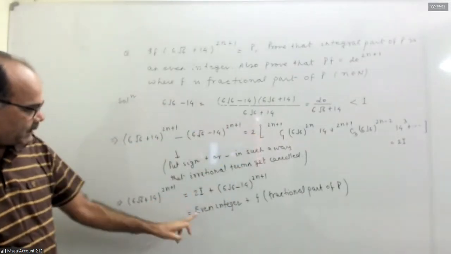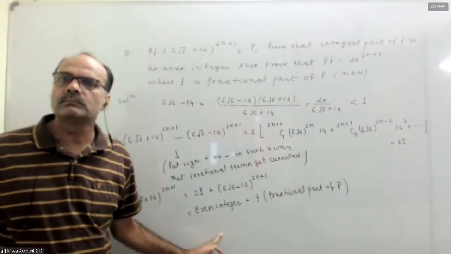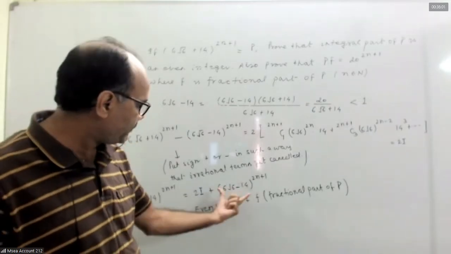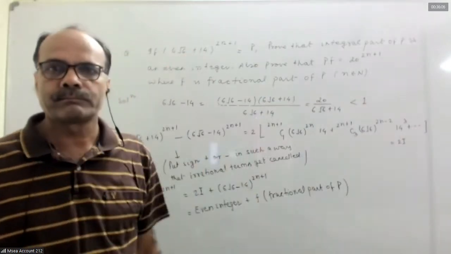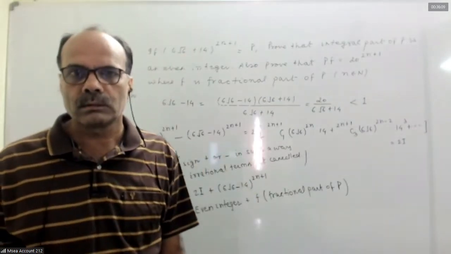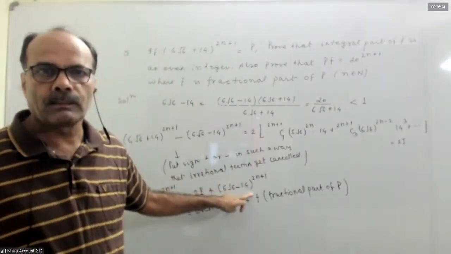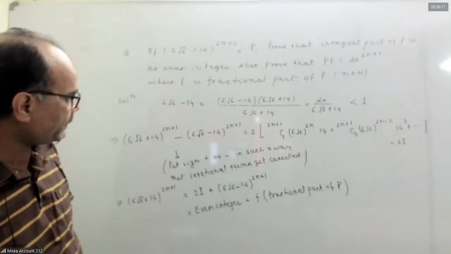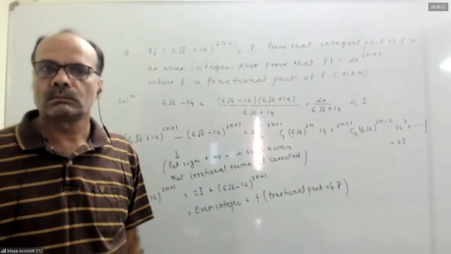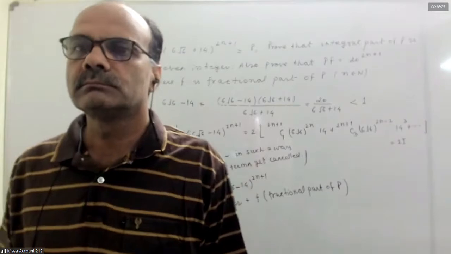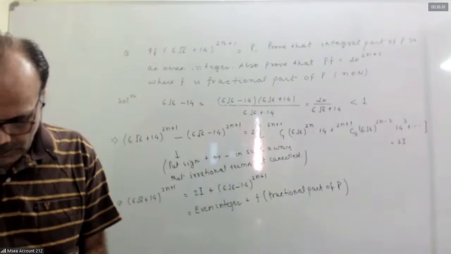So what is the integral part of p? Some even integer. Integral part of p is what? Some even integer, plus this is f, the fractional part. So now p is this, f is this. We can calculate pf. This is p, this is f. pf will be what? 20 to the power this into this. Power is same. Just write it. Shall I write the question? Any doubt anywhere?